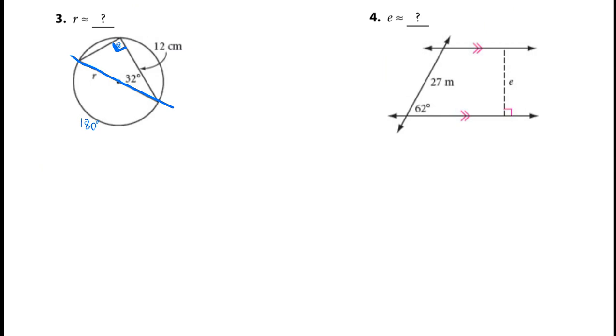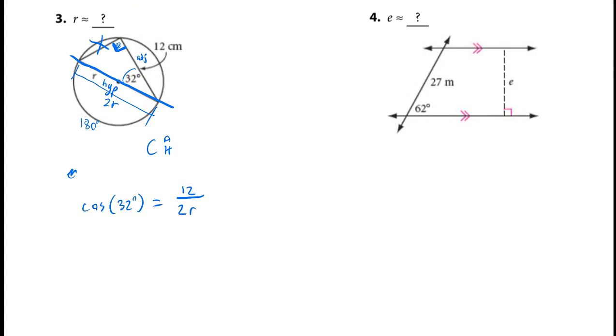All right, looking at this now, we've got 32 degrees, we've got the adjacent leg, and we've got the hypotenuse here, which isn't r, but the hypotenuse is 2 r's, right? So 2 radiuses, and we don't have anything to do with the opposite side. So we're looking at the cosine here, right? So SOHCAHTOA. We've got cosine of 32 degrees is equal to the adjacent side 12 over the hypotenuse 2r.